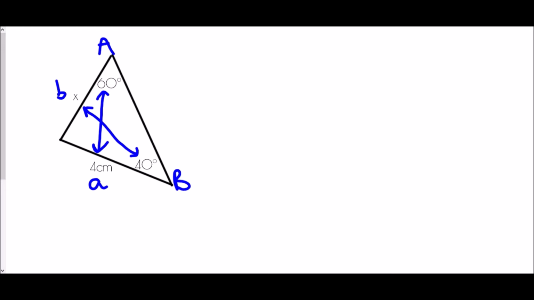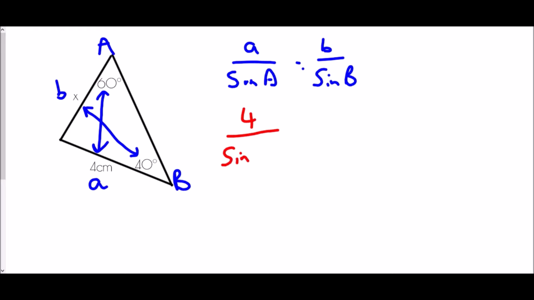We're going to use our formula for finding the length of a side. Well, that was a over sine A equals b over sine B. And we're just going to fill in the values that we know. And so little a is 4 over sine of capital A. Well, capital A is 60. And that is equal to b. Well, we don't know what b is, it's just called x at the moment. But we do know that capital B is 40.